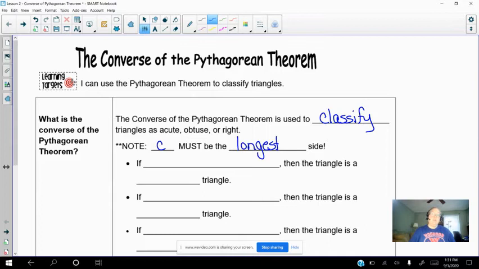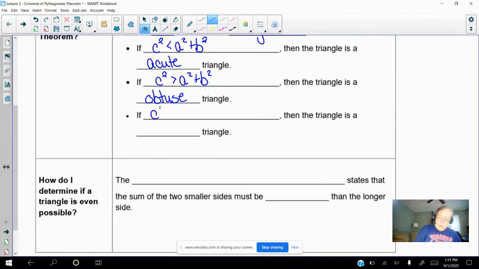Now, the nice thing is the converse is very logical. If C squared is less than A squared plus B squared, then you have an acute triangle. Less than, small, acute, the smallest kind of angle, goes together. If C squared is greater than A squared plus B squared, you have an obtuse triangle. Greater than, bigger, the biggest angles, obtuse angles. And if C squared equals A squared plus B squared, we have a right triangle.